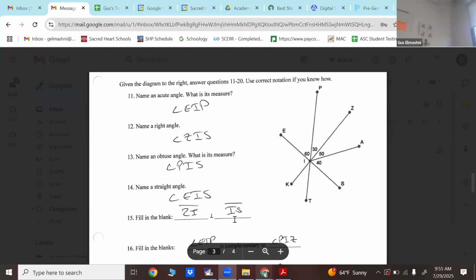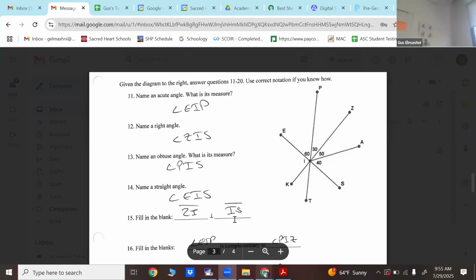Obtuse is more than 90, PIS would be a good example. PIS, 30, 50, 40, out to 120, that could work. A straight angle is just a line, so you still have to get 3 points. EIS can work, or KIZ, or PIT. Any of those can work. That's what a straight angle is. A straight angle has to be just straight, 180 degrees.